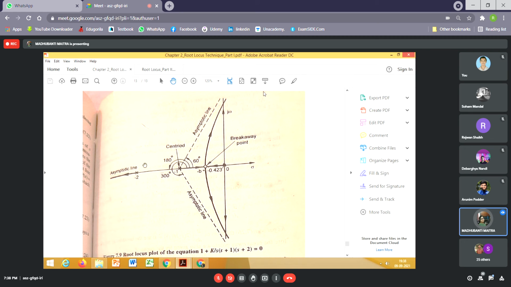The only thing we don't know yet is the point on the real axis at which these two root branches are meeting each other. We'll see that. Otherwise, for the time being, let's assume that we know this particular point, then we can draw the root locus. And after completing the root locus, we find that the root locus is absolutely symmetrical about the real axis, isn't it?